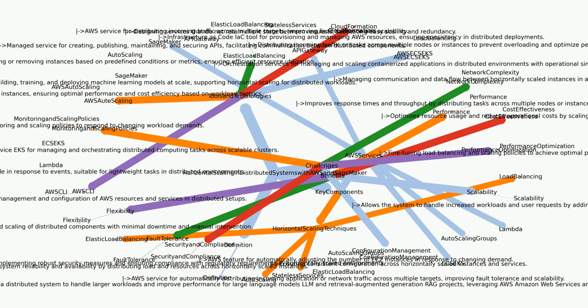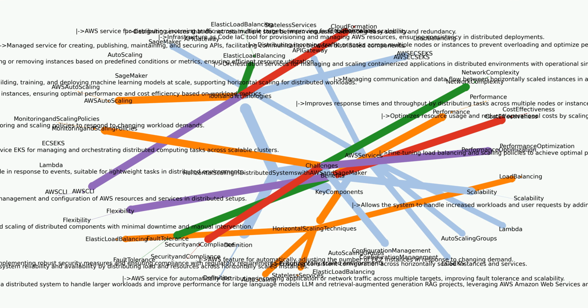Horizontal scaling in distributed systems with OSA and SageMaker. Definition: the method of increasing the number of nodes or instances in a distributed system to handle larger workloads and improve performance for large language models (LLM) and retrieval augmented generation (RAG) projects. Leveraging AWS, Amazon Web Services, and SageMaker.